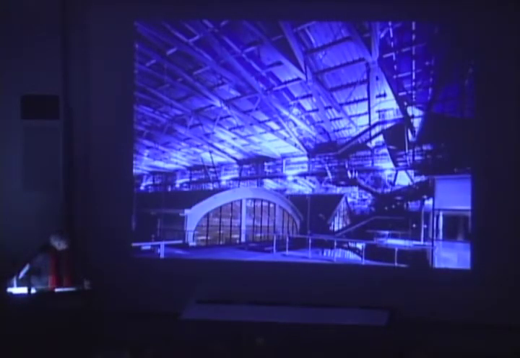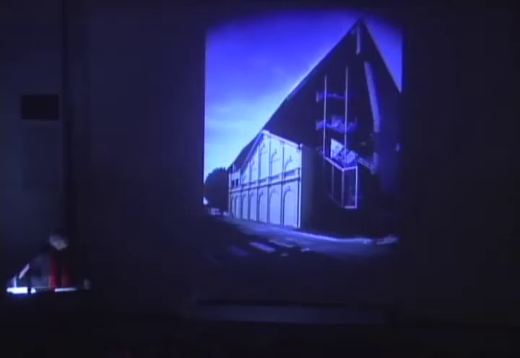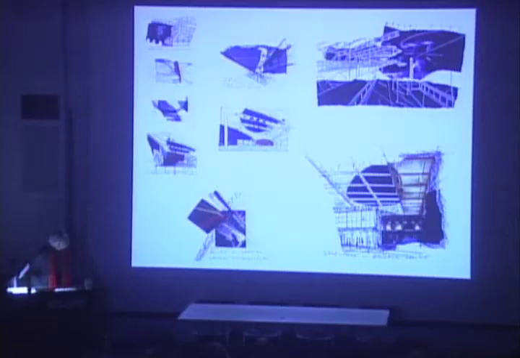And then the real building becomes this, of course. But the concept is here. It's the same one as at the very beginning. The roof is simply floating over the existing town, or over the existing buildings that were there before.